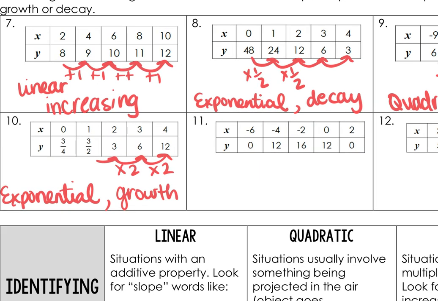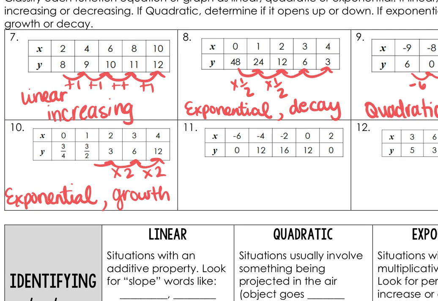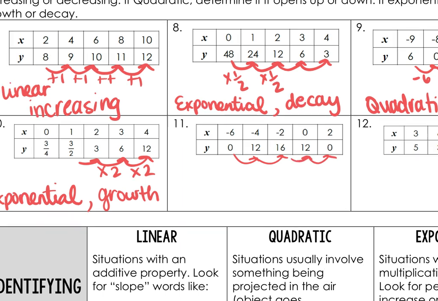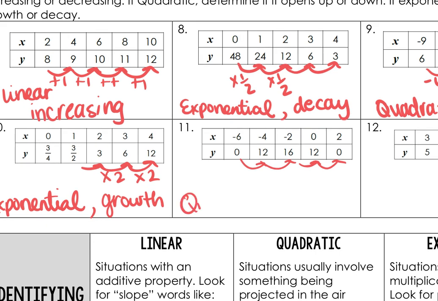Two more. Number 11. We've got 0 to 12, 12 to 16, and then look at this. We're back to 12 and back to 0. So we see those mirror image in the y values, which tells us quadratic.